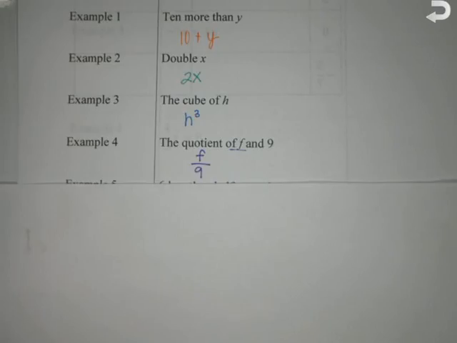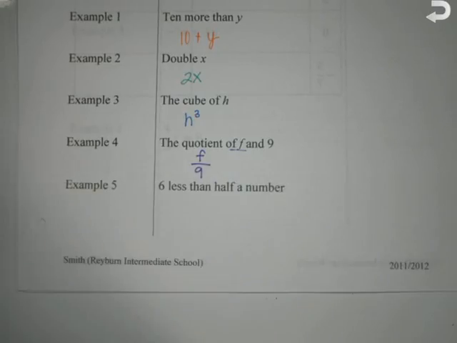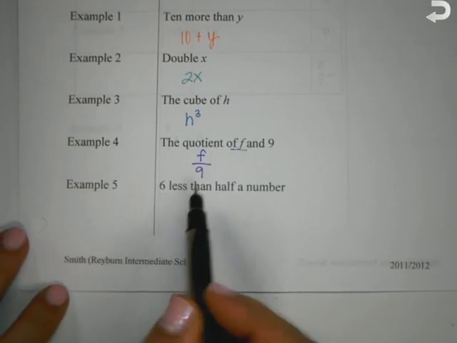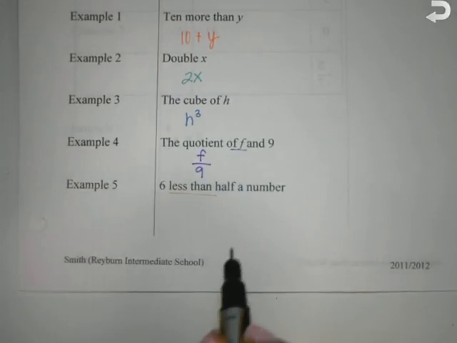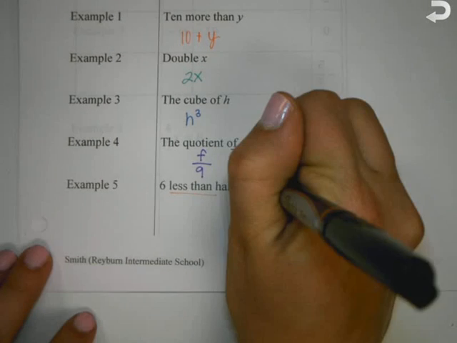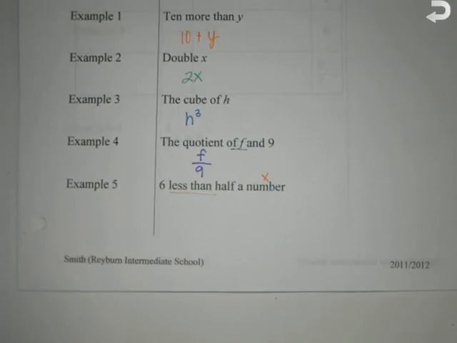Example 5. This is a tricky one. 6 less than half a number. 6 less than half a number. What do I want to call my number? Okay, why don't we call the number x? What does 6 less than half of x mean? 6 minus x or x minus 6? It has to be x minus 6.